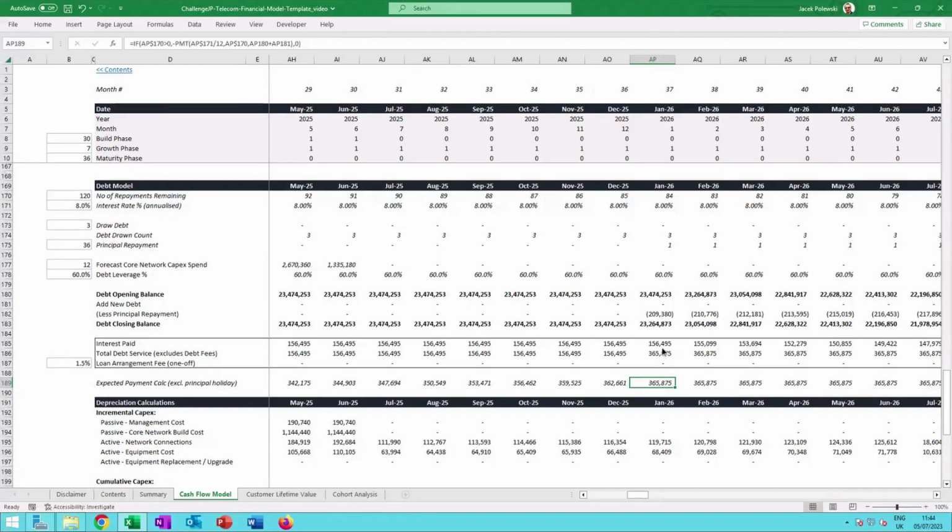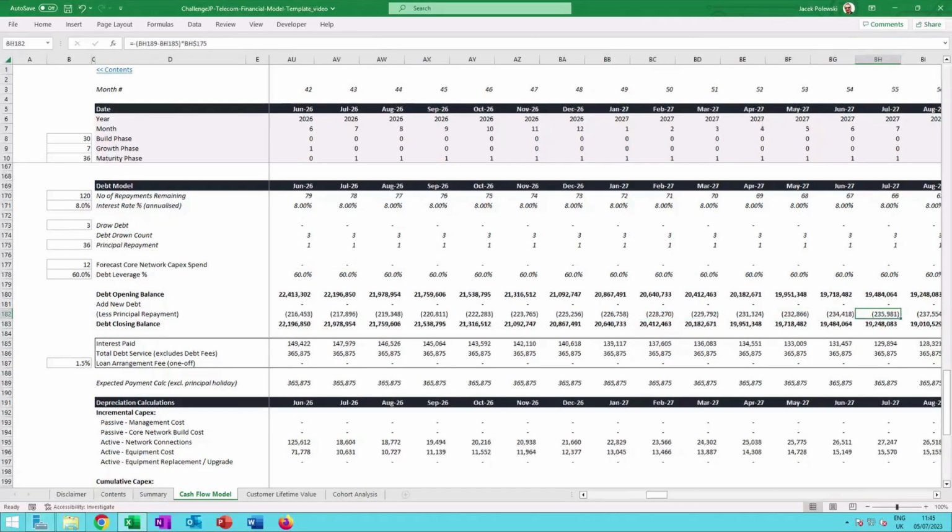Now we know that of that figure, 156,000 will go towards the interest repayment, which is again simply that 8% times the debt balance divided by 12. So the difference between output of that payment calculation and the interest repaid will go towards the principal repayment.